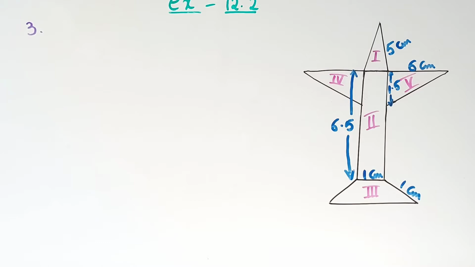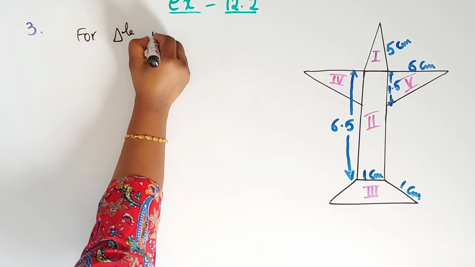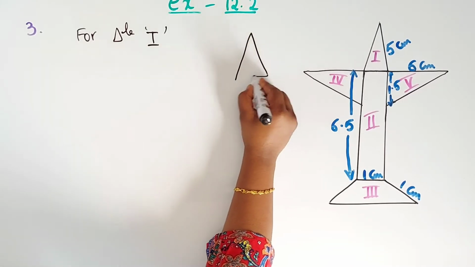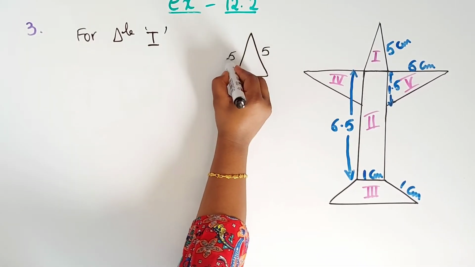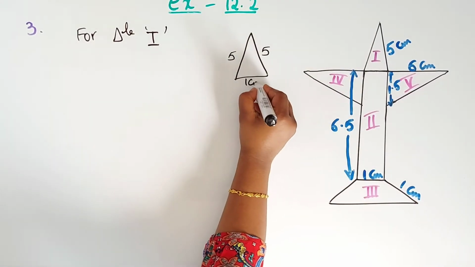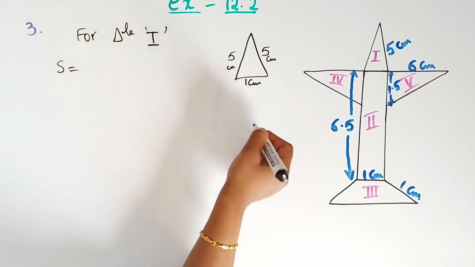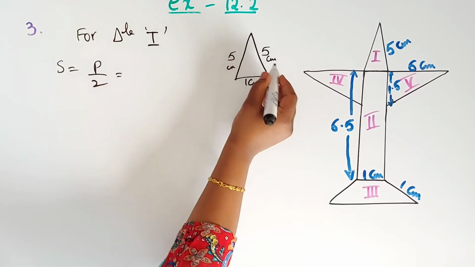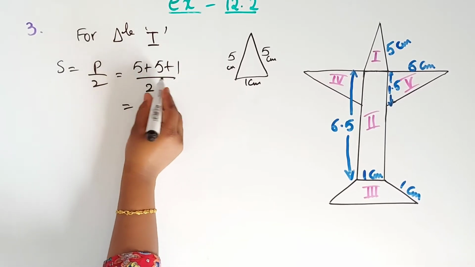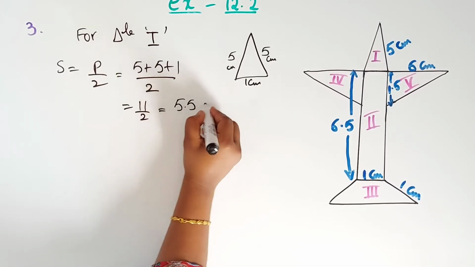First take the first part, triangle, children. For triangle 1. Right, children? See, this is like this. If this is 5 centimeter, this is also 5 centimeter. This part is 1 centimeter, and the one opposite is also 1 centimeter. Right, children? So now we can find out S, children. S is perimeter divided by 2. Perimeter means sum of 3 sides. 5 plus 5 plus 1 divided by 2. 5 plus 5 is 10. 10 plus 1 is 11. 11 by 2, that equal to 5.5 centimeters here.